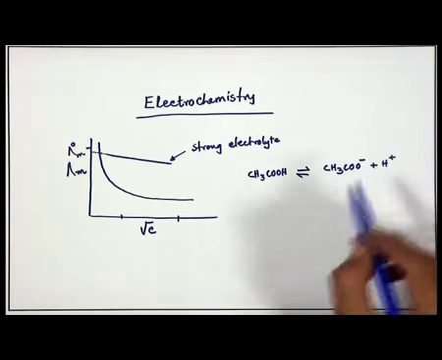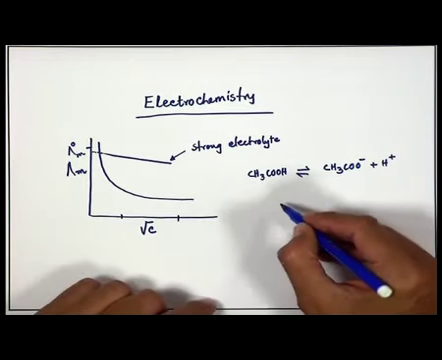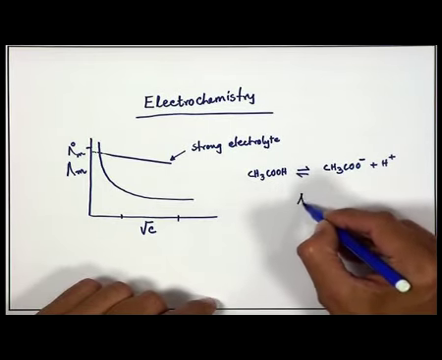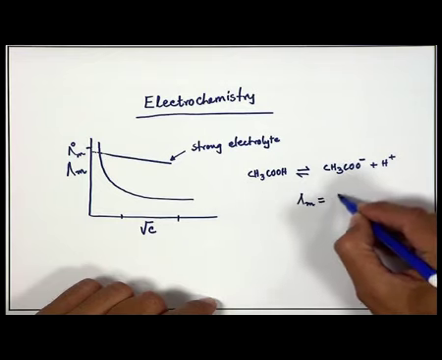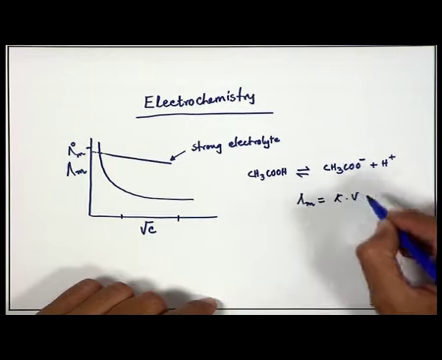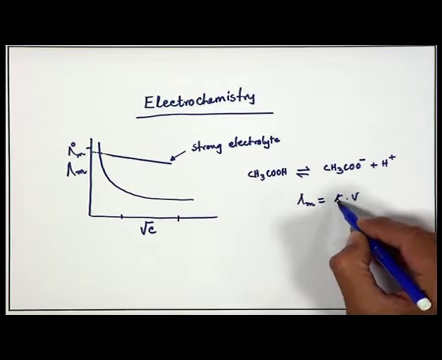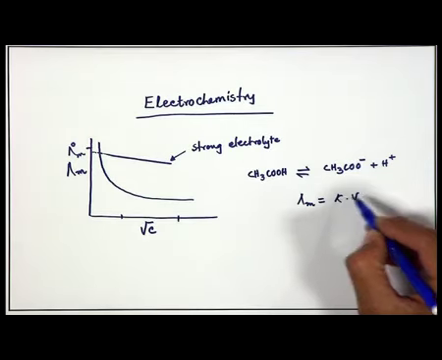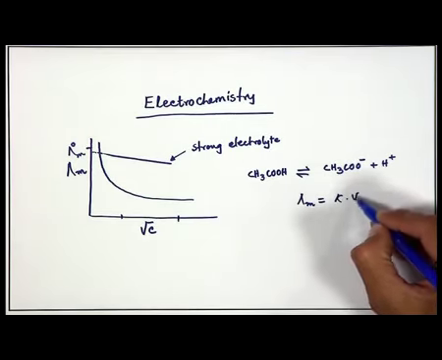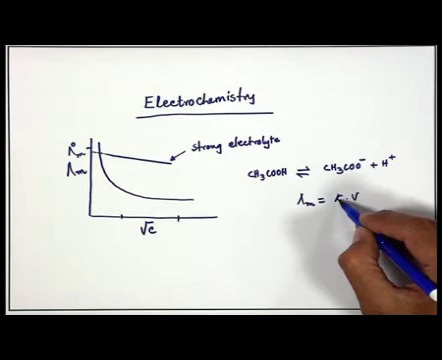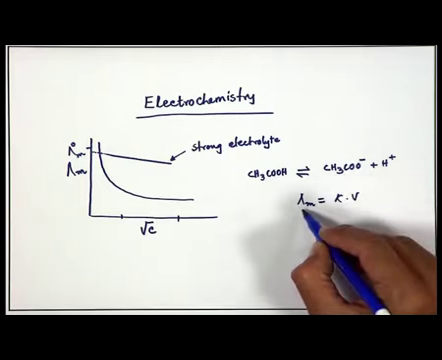Now, as I have explained to you, lambda m is equal to kappa times the volume. So, if you dilute the solution, although kappa, that is the specific conductance, is also reducing, the increase of volume is much higher compared to the decrease of this kappa, and as a result, this lambda m increases.